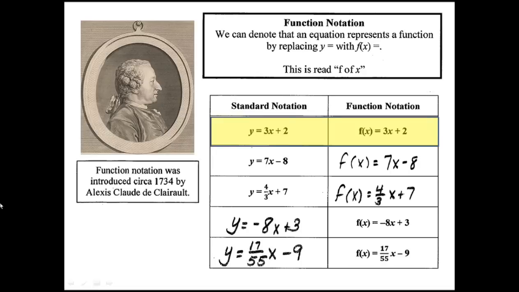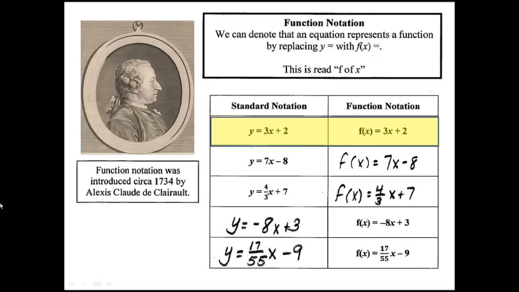In 1734, a very exciting revolution happened in the world of mathematics. A mathematician named Alexis Claude de Clairaut introduced a brand new notation called function notation. This notation takes the standard y equals and replaces it with f of x, the letter f with x in parentheses. This is really cool because it simply tells you by looking at it that an equation represents a function. It's equivalent to y equals, but it does tell you a little bit more information.